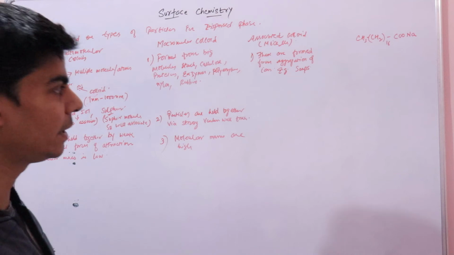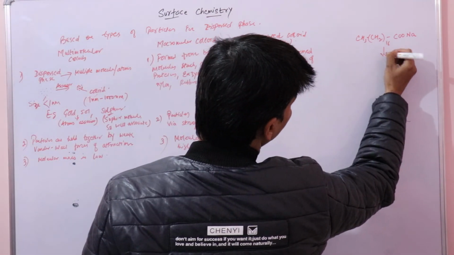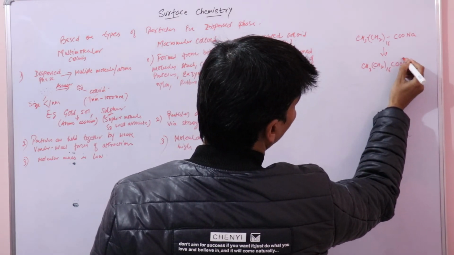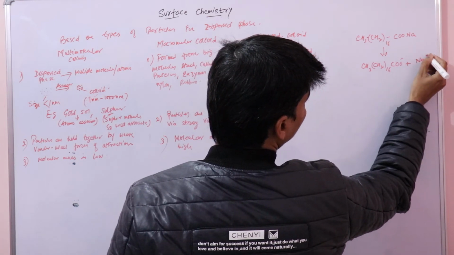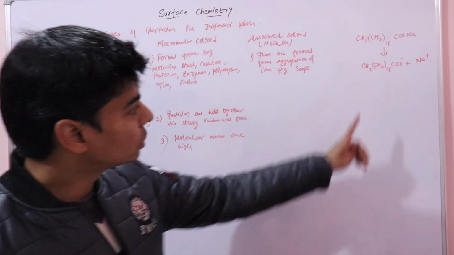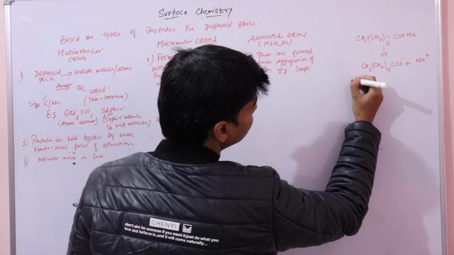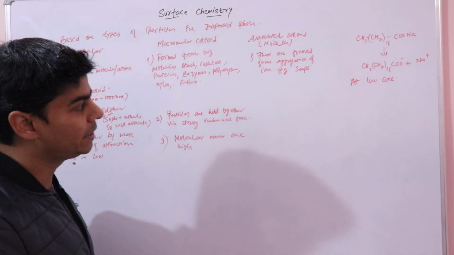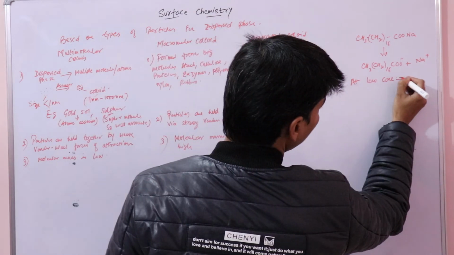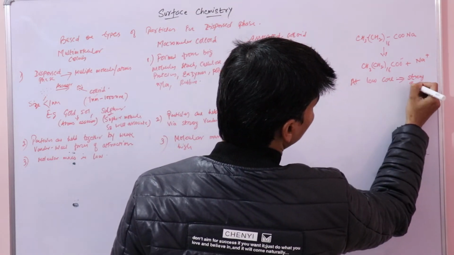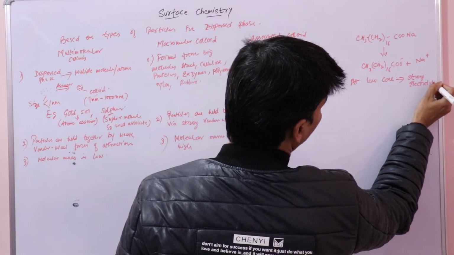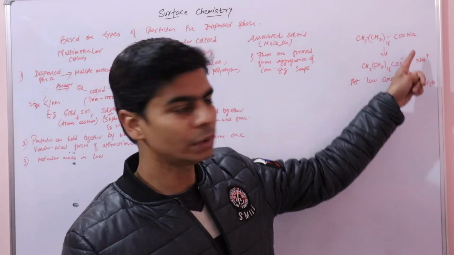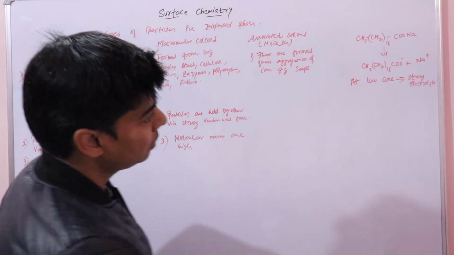This is the formula of sodium stearate, which is a soap, right? So when you dissolve it in water, it will dissociate to form CH3(CH2)16COO negative ion plus sodium ion, right? Now at low concentration, this soap will behave like a strong electrolyte, right? Normally, this will behave like a strong electrolyte, right?